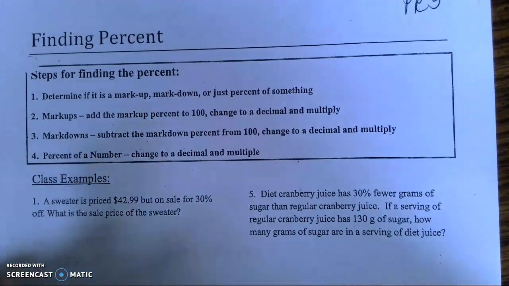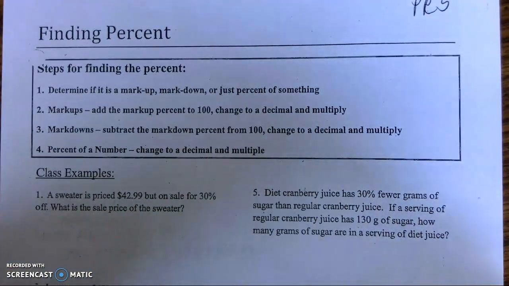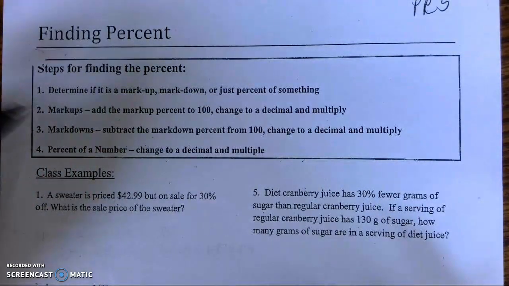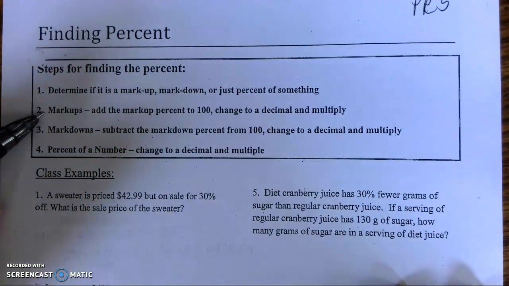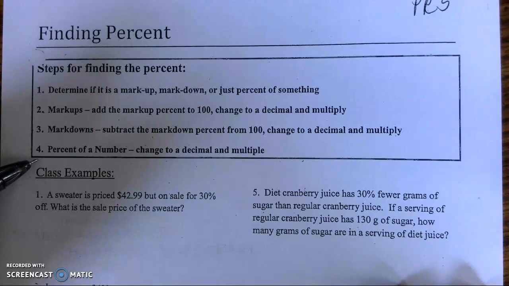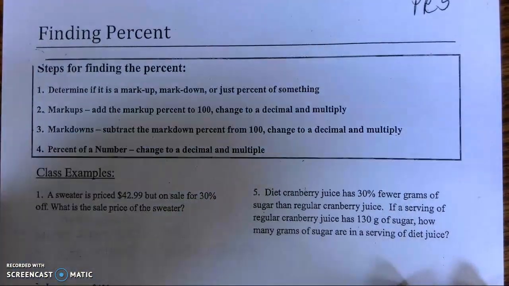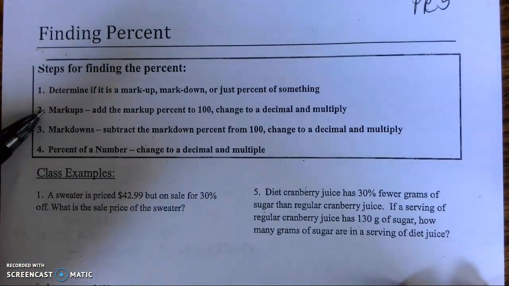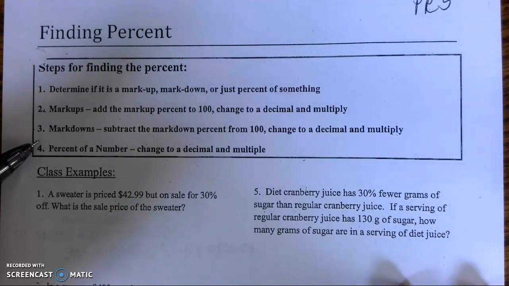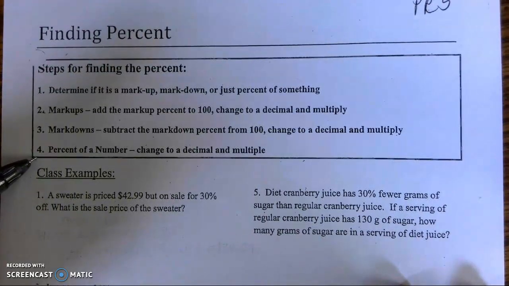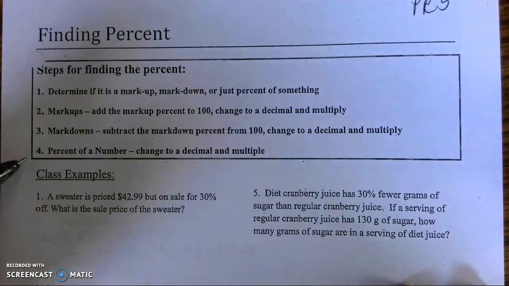Hey guys, today we're going to be talking about finding percent. There are three kinds of problems that we need to go over. We're going to talk about markups, markdowns, and then percent of a number. When we think of a markup in real life, we think of tax or tip. When we look at markdowns, we're thinking about sales, discounts, and coupons. And with percent of a number, you're simply finding the percent of a number, like 60% of 24.